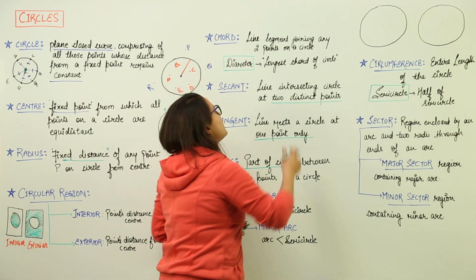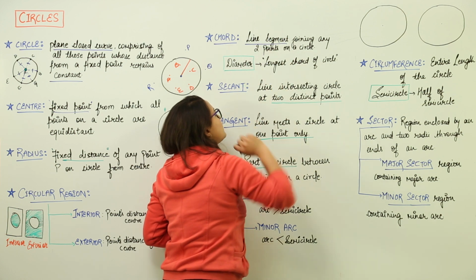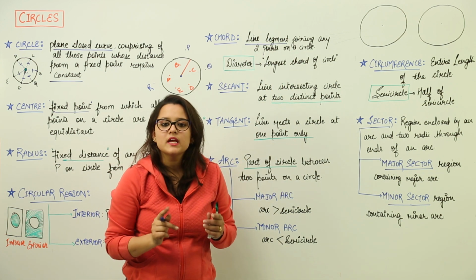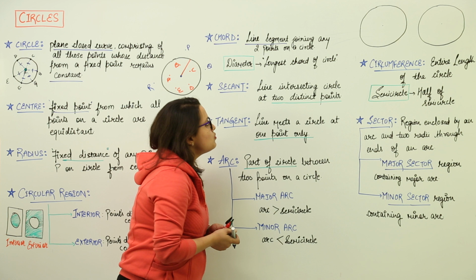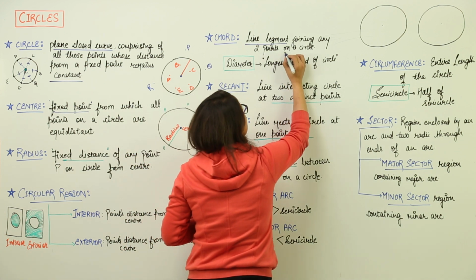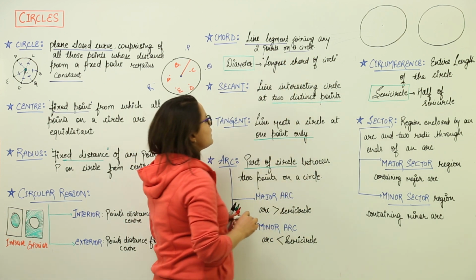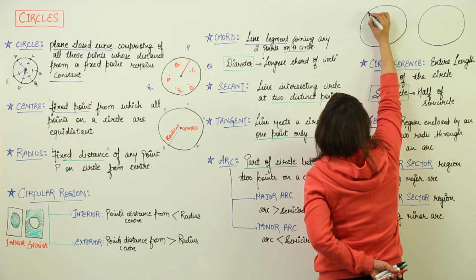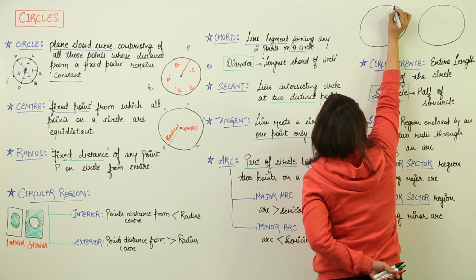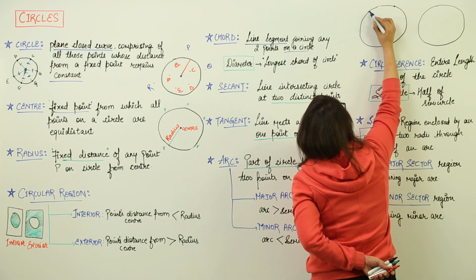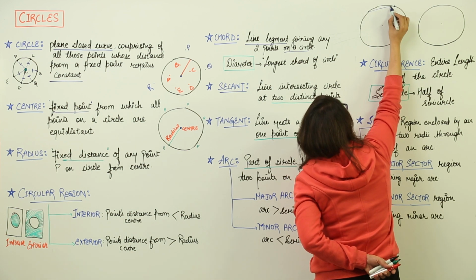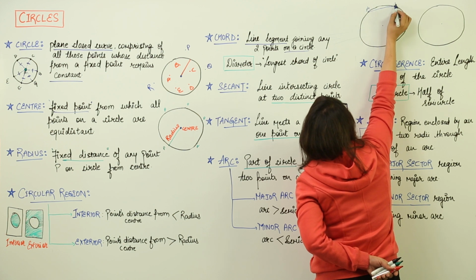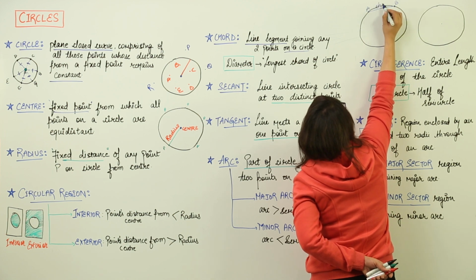Chord is the line segment. Please pay attention. Chord is a line segment joining any 2 points on a circle. Now that means you can have a circle like this. This is one circle and these are any 2 points on the circle. If you want to join these 2 points with a line segment, this line segment AB is representing the chord.